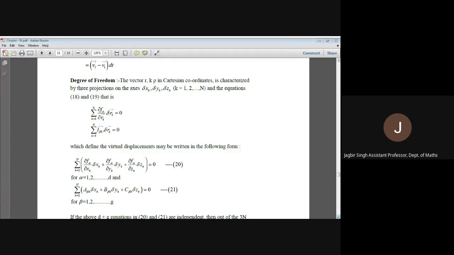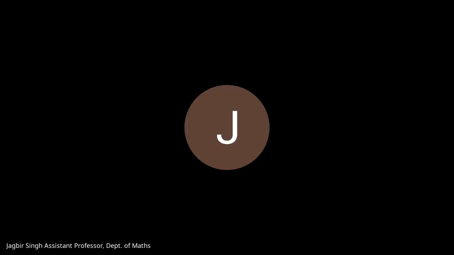A system of n particles means Cartesian coordinates, variables number minus, so the system can be solved.